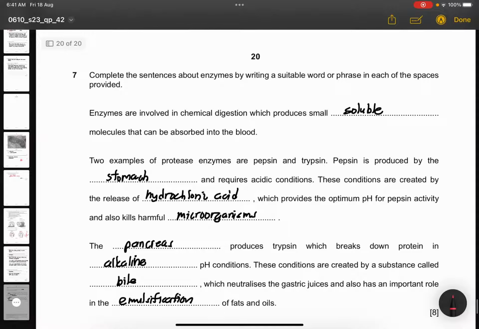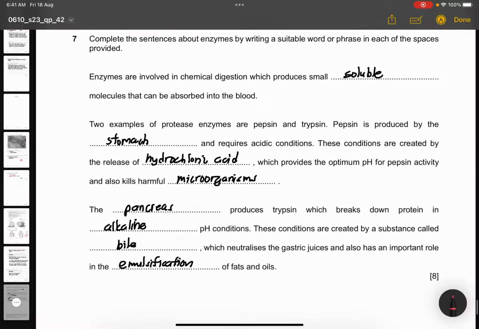Okay. Last question, question 7. Complete the sentences about enzymes by writing a suitable word or phrase in each of the spaces provided. So this is fill in the blanks. Suddenly in this 2023 series, they always love to come out with this, but it's actually quite easy in my opinion. So let's do this.